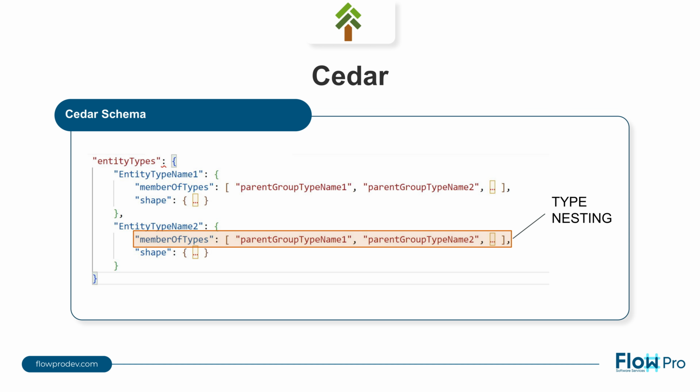Another key concept in Cedar is the schema. It's a formal declaration of the names and structures of your entity types. It's identified by namespaces and uses entity types to define principals and resource types.